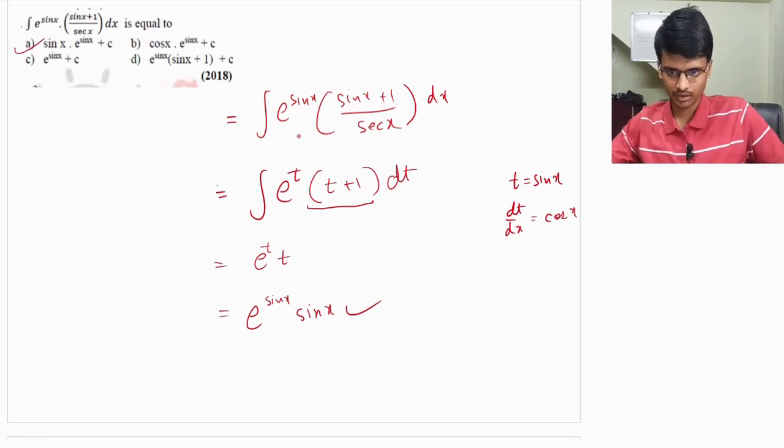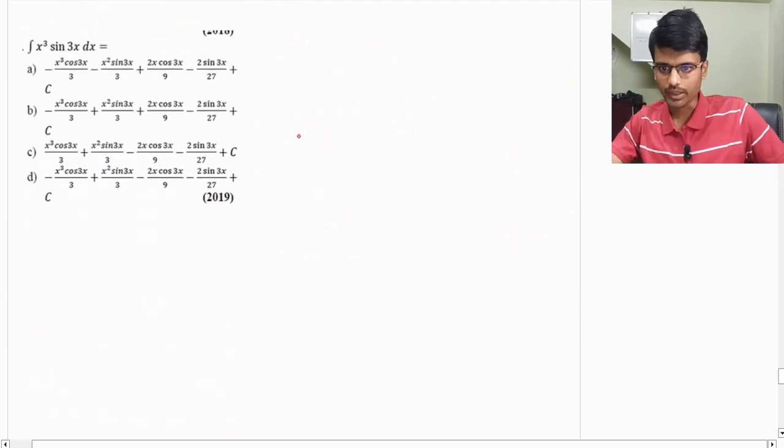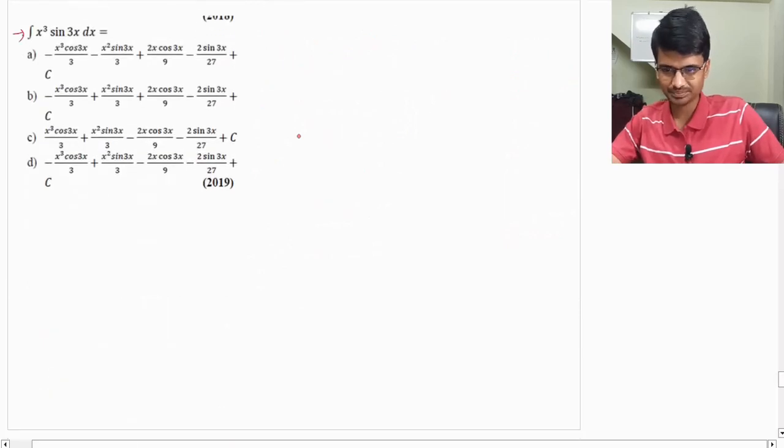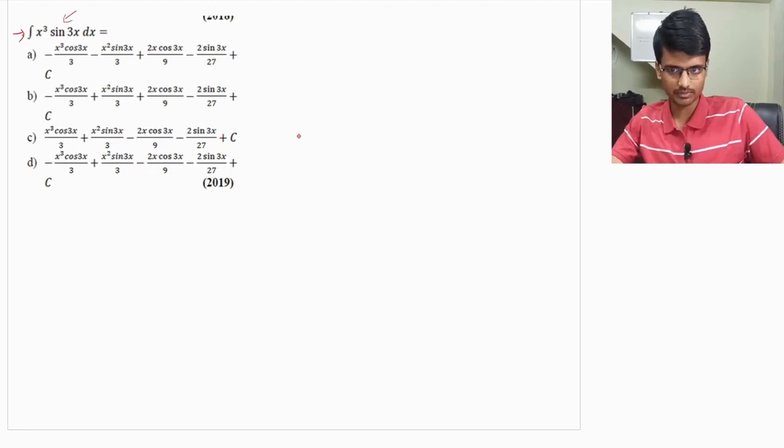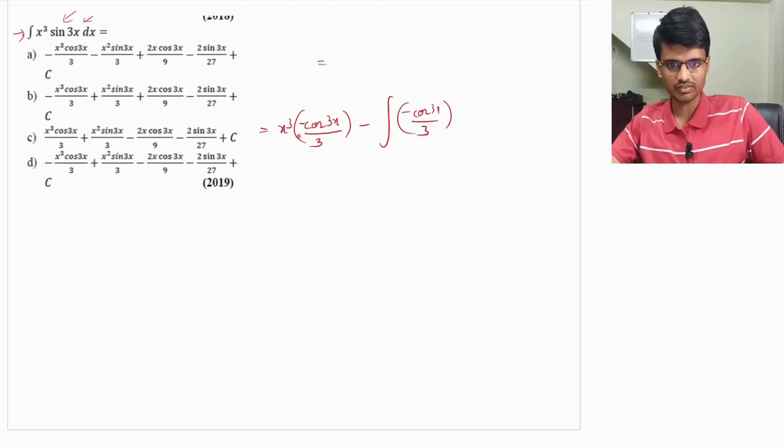Okay, moving on. Okay, so this is a slightly complex looking problem, but it is easy. So I cannot use the substitution method here. Partial fractions, no. So by parts I can use. So integration by parts. I'll be using integration by parts to solve this question. So I'll choose x cube as my first function. Integration of sine 3x is nothing but cos 3x by 3 minus, integration of cos 3x by 3, differentiation of x cube, that is 3x square dx.